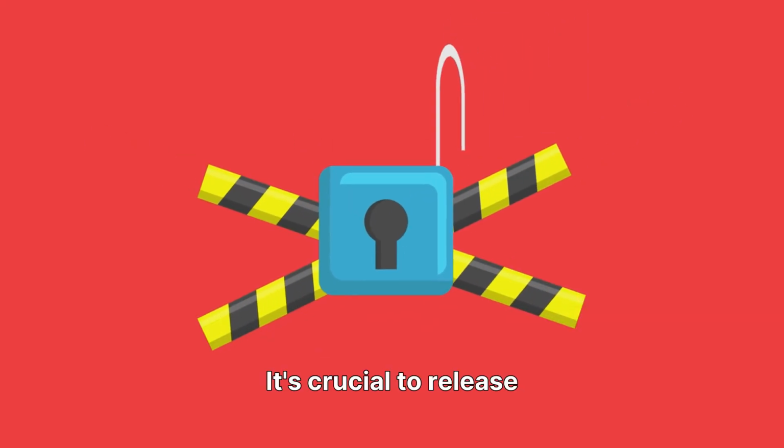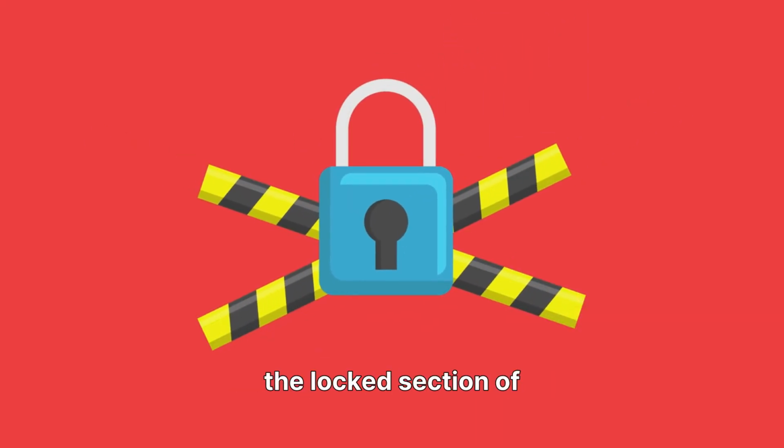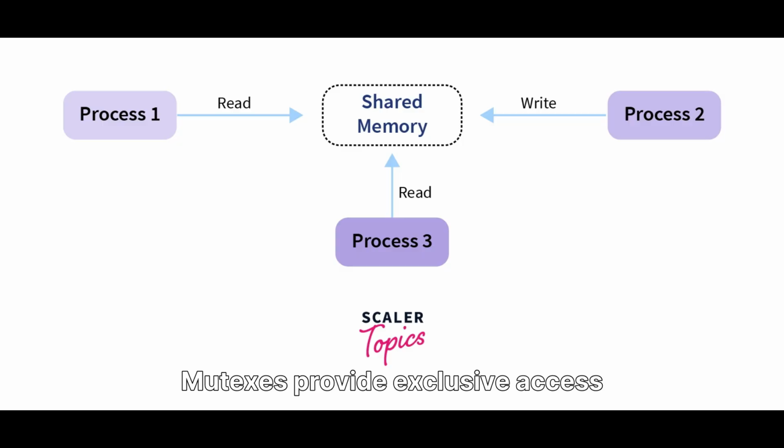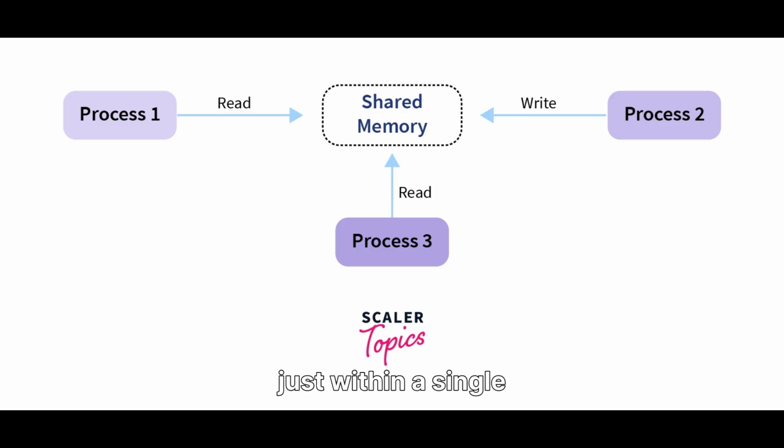It's crucial to release locks promptly by keeping the locked section of code as minimal as possible to avoid deadlocks and improve concurrency. Excessive locking can severely degrade performance. Mutexes provide exclusive access to shared resources not just within a single process, but also across different processes. They are more powerful than lock for inter-process synchronization, but also carry more overhead.